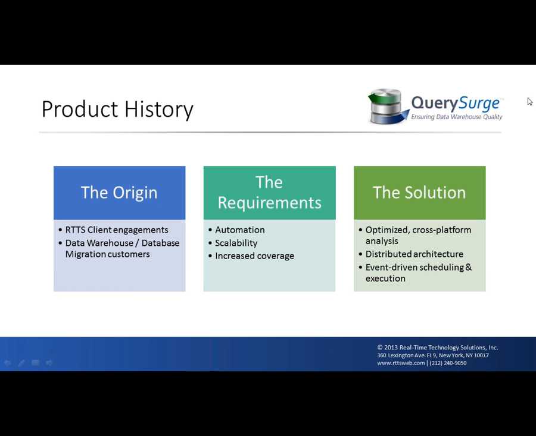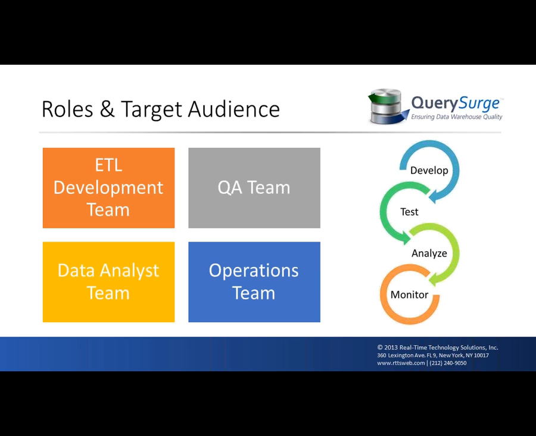And what we came up with is what you're going to see today in QuerySurge. It's optimized and it's a cross-platform analysis. It has a distributed architecture and event-driven scheduling and execution. And these are three of the most important things that we were able to implement in the product with working with our own use of the tool and also with our existing customers as well to really make this process of data analysis and data testing and locating, identifying bad data in your data warehouse environment a really seamless process and effortless from certain perspectives as well. So we'll dig deep into the functionality of how this solution works.